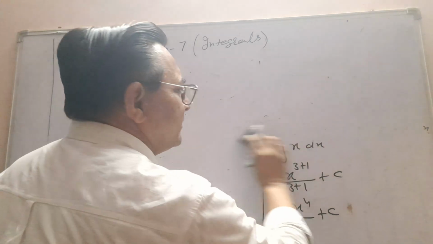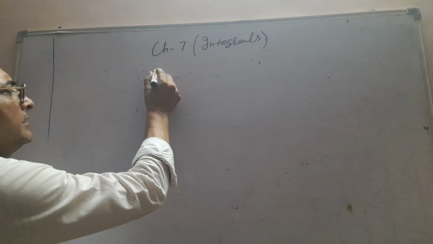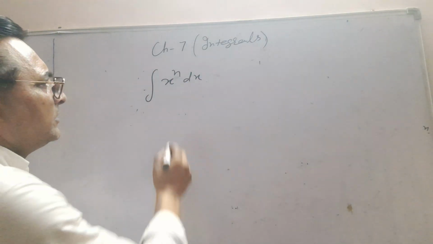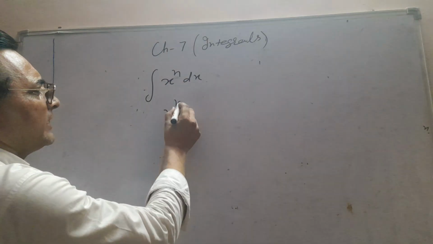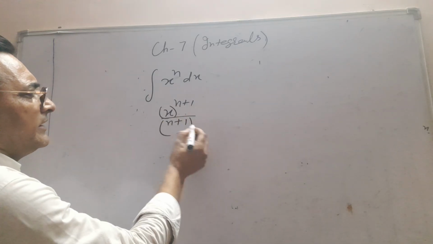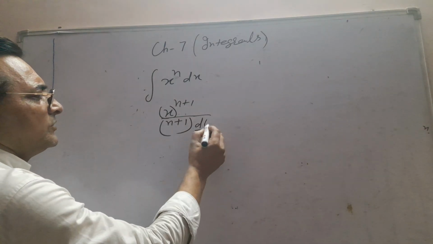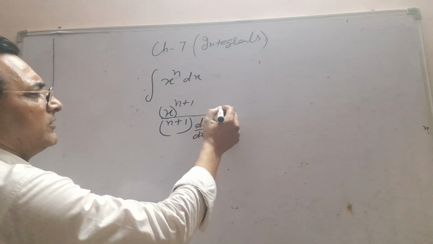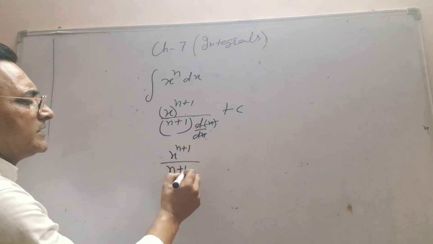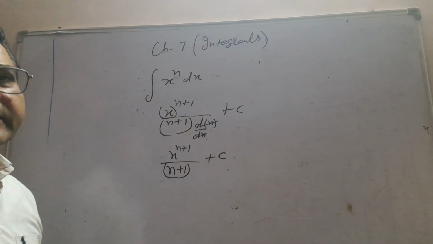suppose the function will be like this. In case of x power n dx, one more thing you have to keep in mind. We are taking its integration x power n plus 1 upon n plus 1, but in the denominator we also have to take the derivative of this x. So dx by dx will be 1 only. So we can write x power n plus 1 upon n plus 1 plus c. You have to take the derivative of this x in the denominator.